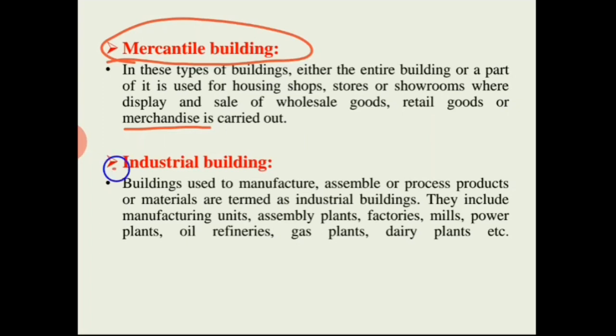Now next is the industrial building. Buildings used to manufacture, assemble or process products or materials are termed as industrial buildings, which include the manufacturing unit, assembly plant, dairy plant, etc. Examples of industrial buildings are laboratories, power plants, mills, industries, dairies, refineries and assembling plants.